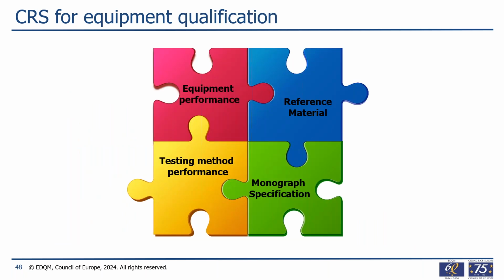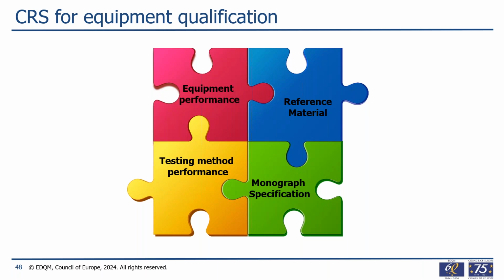Now we move over to the CRS for equipment qualification. As you are all aware, there is always a certain degree of dispersion in analytical results. And if you want to evaluate the conformity of a certain product, it is essential to reduce the dispersion as much as possible and to ensure that measurement capability is appropriate. As illustrated in this slide, there is an unbreakable link between the specifications of a substance, the performance of the testing method, the performance of the analytical equipment, and the reference material that is used to assess the equipment performance.